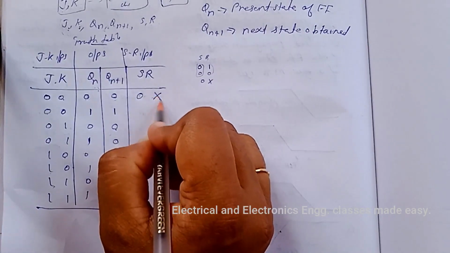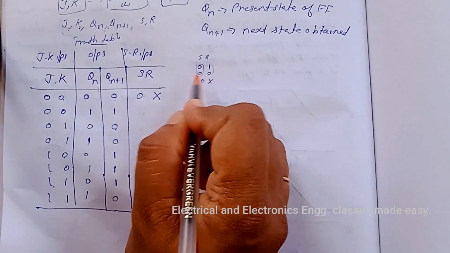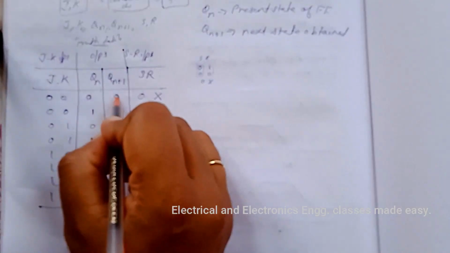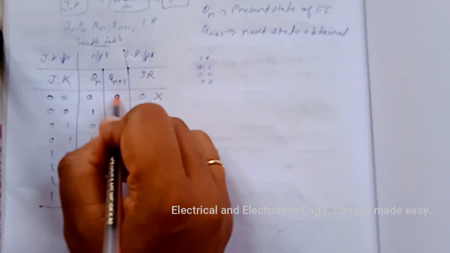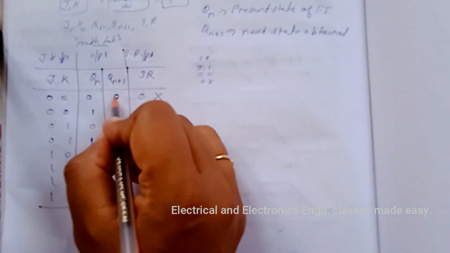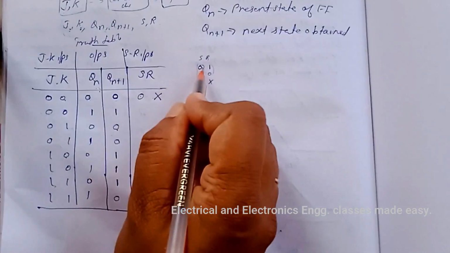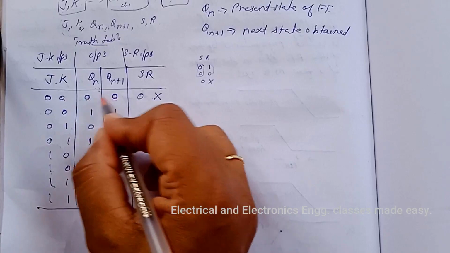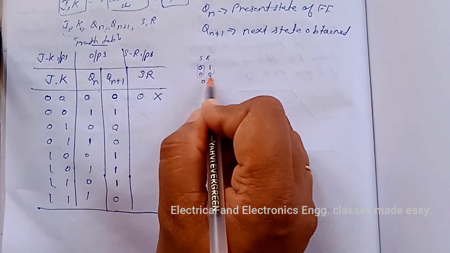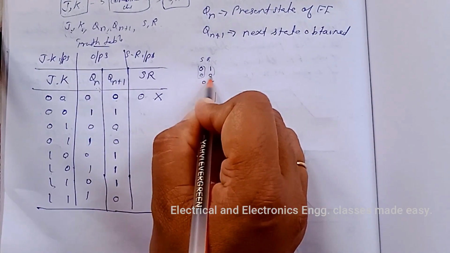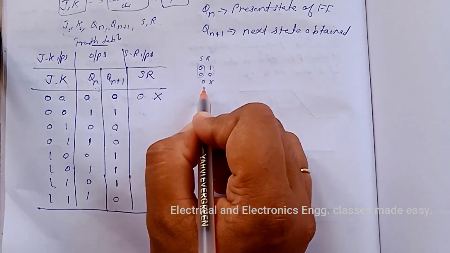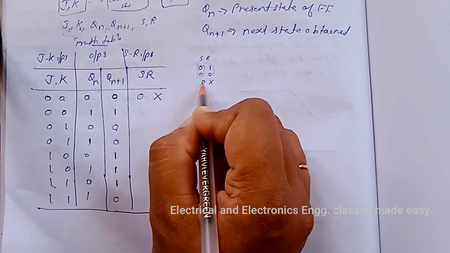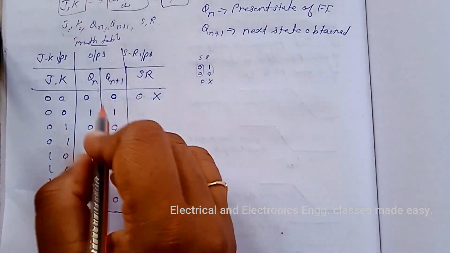So this is the 0 output, the output to be obtained, and this 0 means S and R will be 0 and 1, and here no change, that means 0 and 0. So these are the two possible combinations. So we can write 0, don't care.